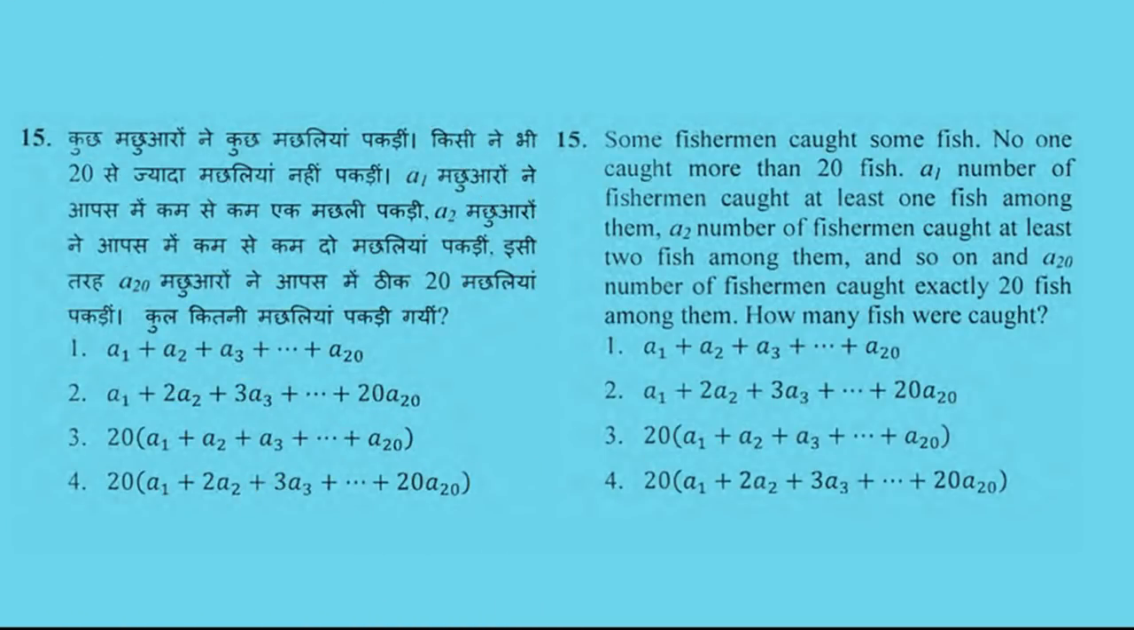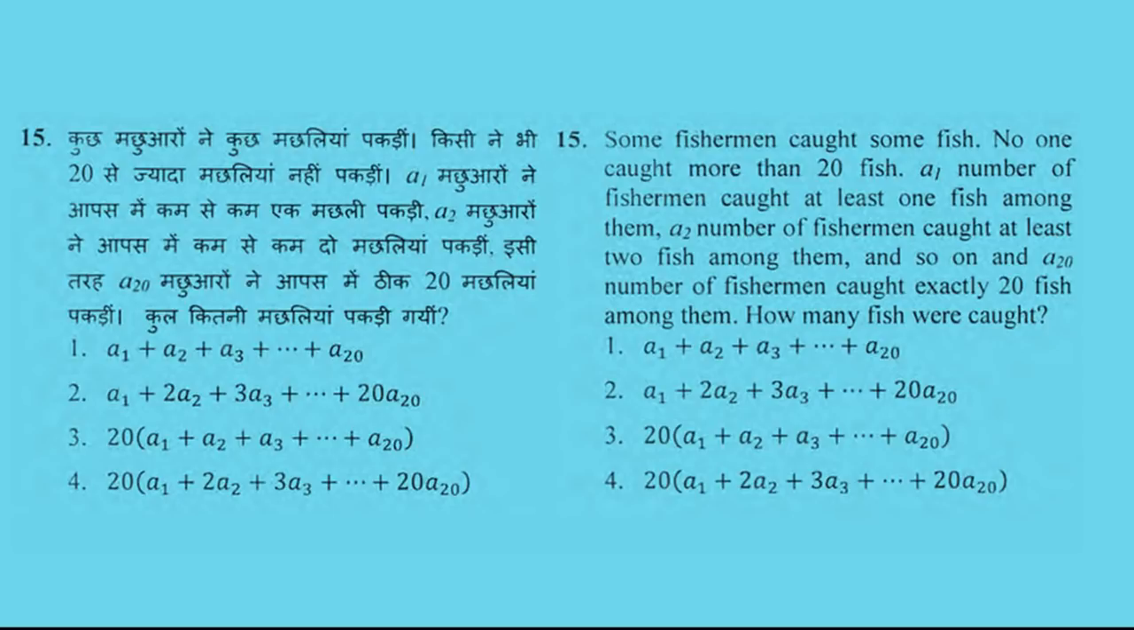Friends, here is problem number 15. Some fishermen caught some fish. No one caught more than 20 fish. A1 number of fishermen caught at least one fish among them. A2 number of fishermen caught at least two fish among them, and so on. And A20 number of fishermen caught exactly 20 fish among them. How many fish were caught?